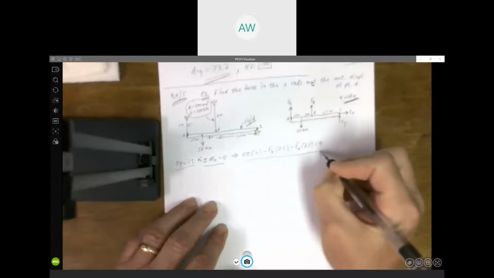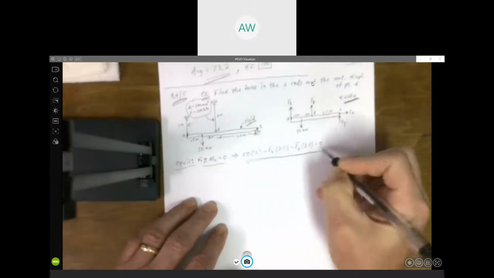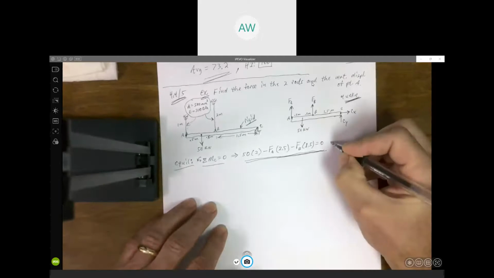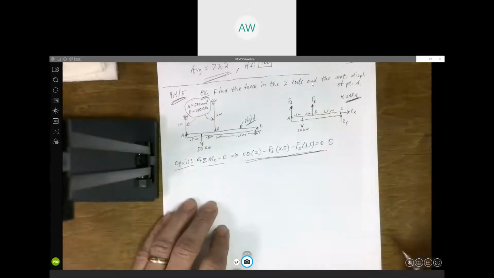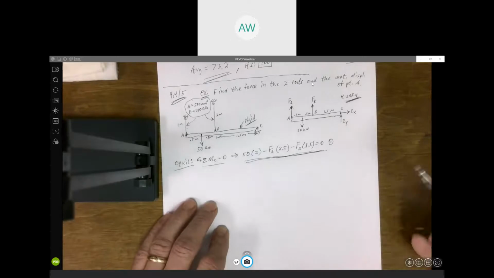So we've got this equation. We'll call this equation 1. So we get that from equilibrium. This is good. We got an equation, it's got the two unknowns that we're after.